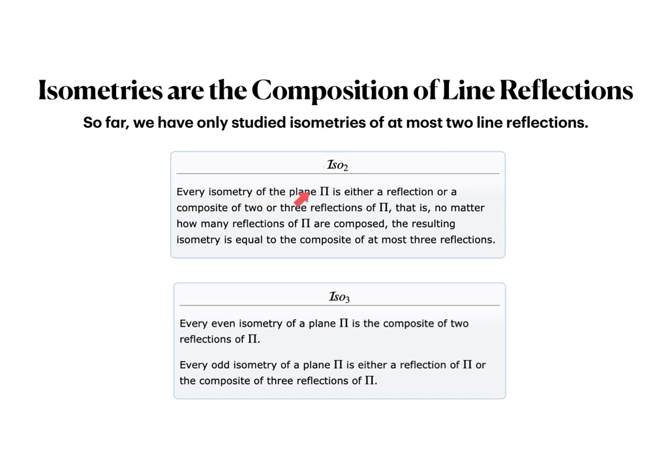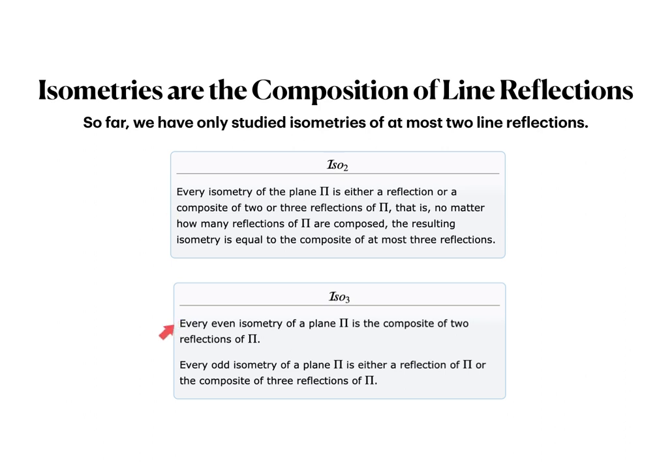It says every isometry of the plane is either a reflection or a composite of 2 or 3 reflections of pi. That is, no matter how many reflections of pi are composed, the resulting isometry is equal to the composite of at most 3 reflections. So, in other words, I can create the same movement by reflecting over 3 lines. I don't ever need more than 3 reflections to get one object to move to the other if they're congruent.